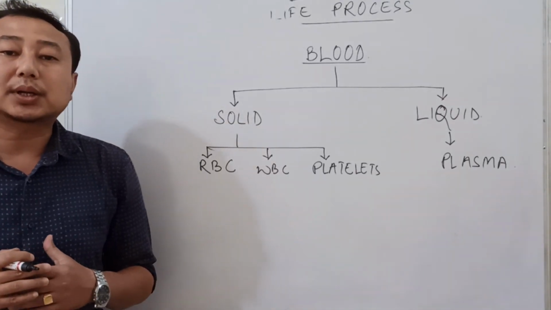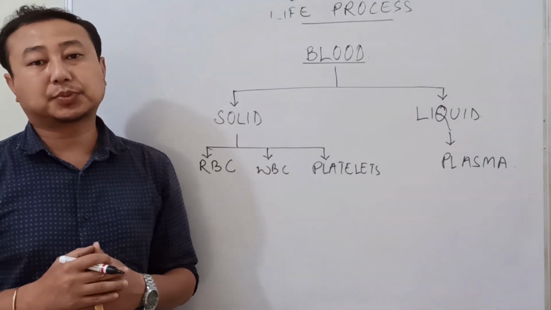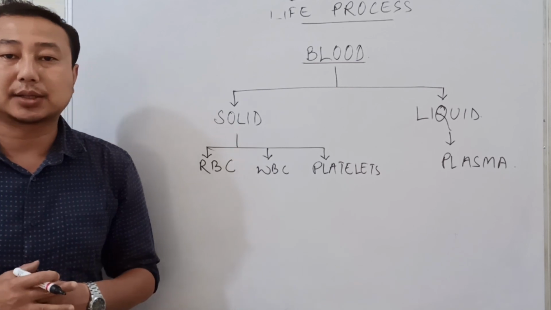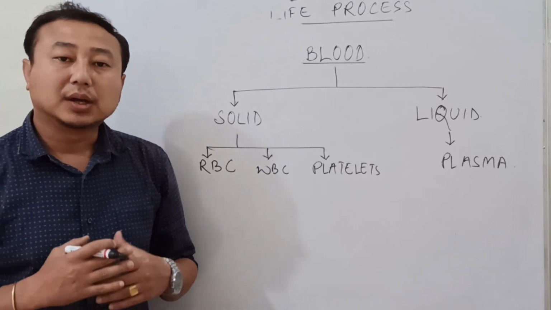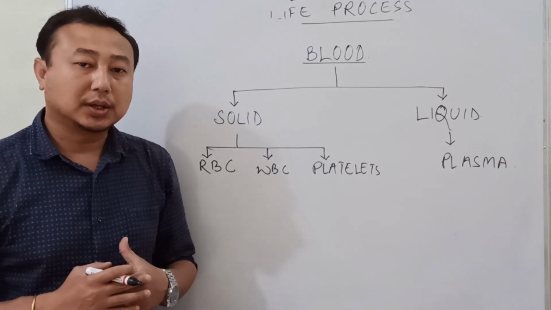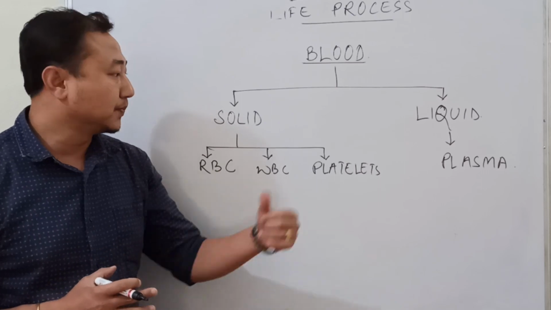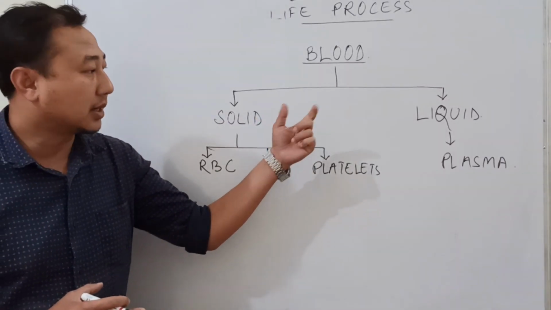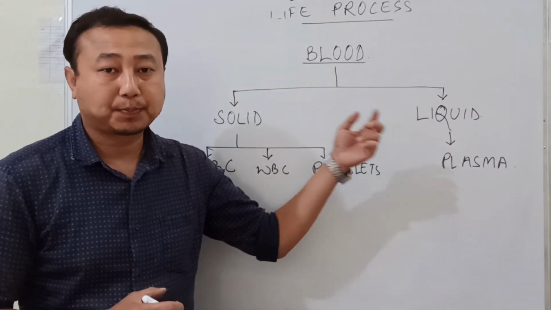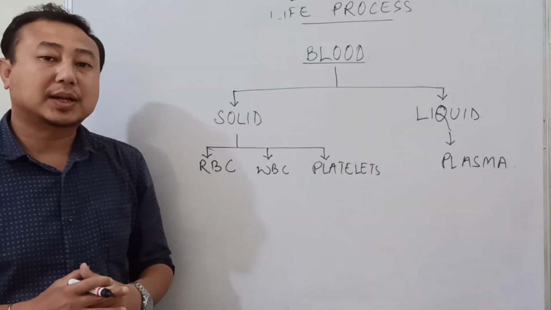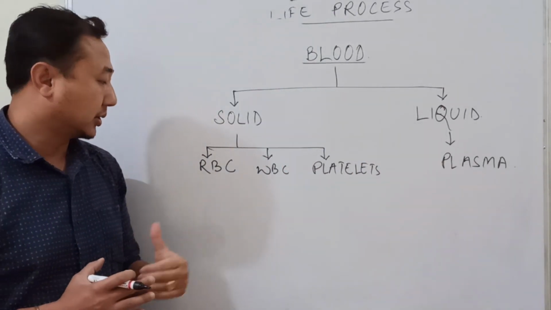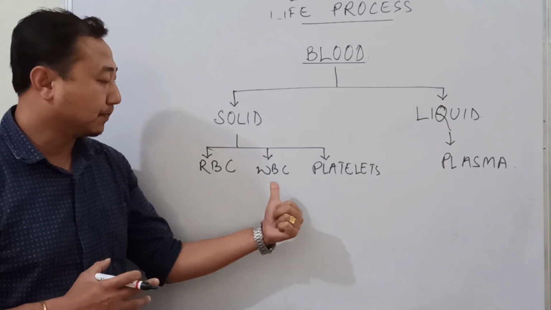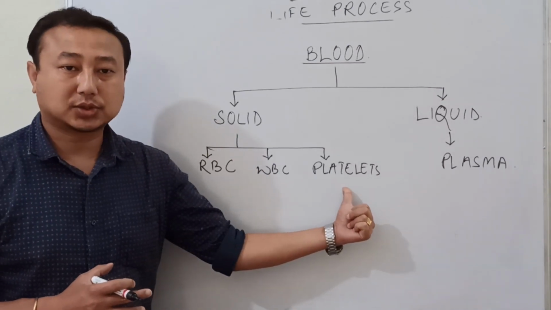Blood is a liquid connective tissue which helps in the transportation of different substances inside the body of a human being. The blood present in the human body can be divided into two parts. One is the solid part and the next is the liquid part. The solid part is again made up of three different substances. They are RBC, WBC and platelets.